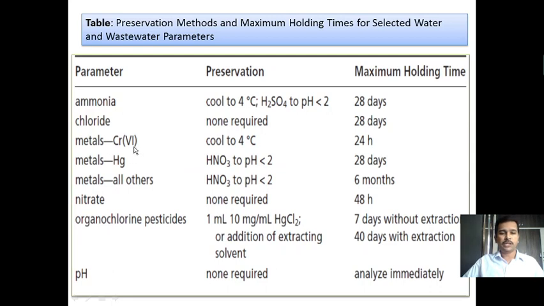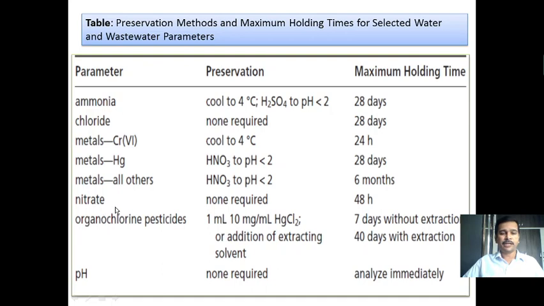If the intention is to determine the concentration of chromium 6 or mercury, or even all other metals, these are the preservative steps you have to follow. Say, for chromium 6 analysis, you have to cool the sample to 4 degrees Celsius and complete the analysis in 24 hours. If the metal is mercury and you intend to determine the mercury concentration, you have to add nitric acid in order to reduce the pH to 2. Or if you intend to determine all other metals, nitric acid must be added to adjust the pH to 2. For mercury, you have to complete the analysis within 28 days, and for all other metals other than chromium 6 and mercury, you can complete the analysis in 6 months.